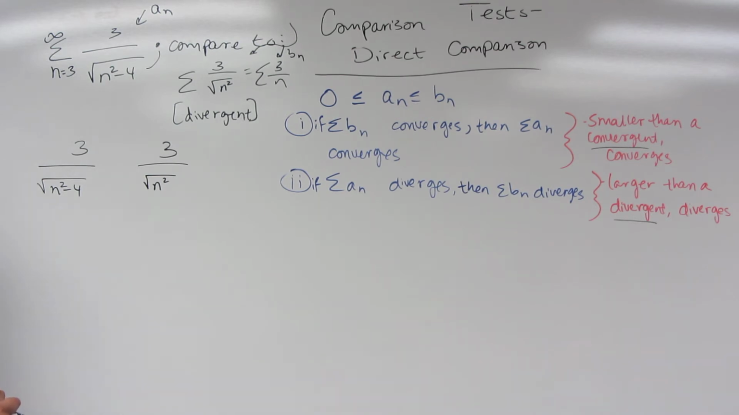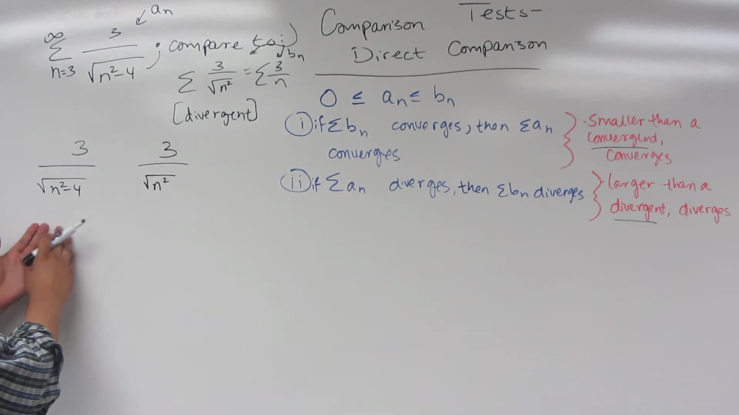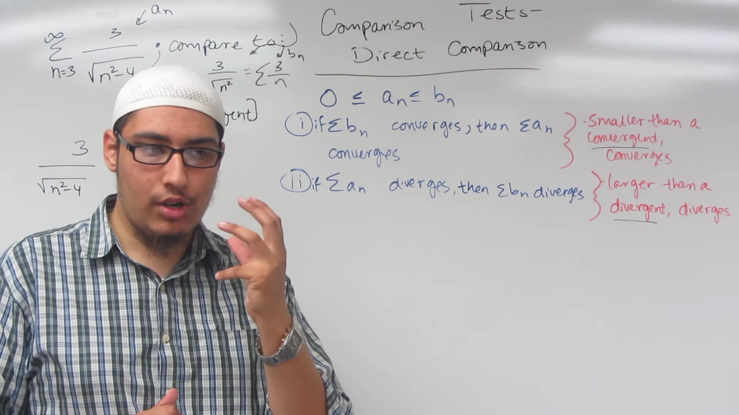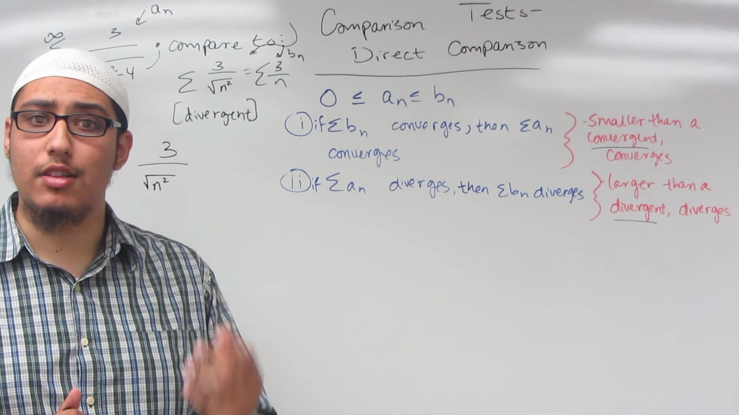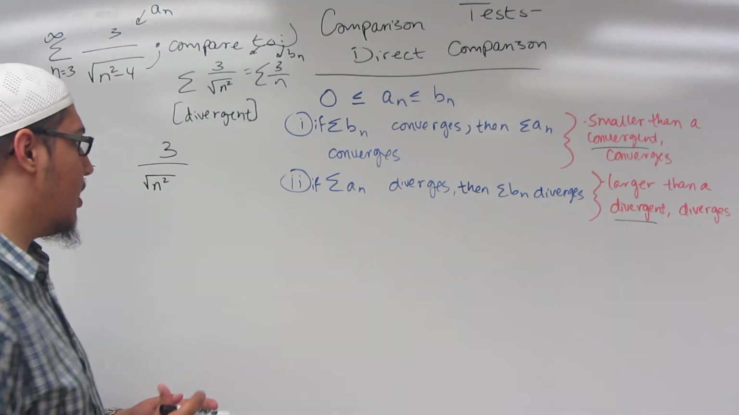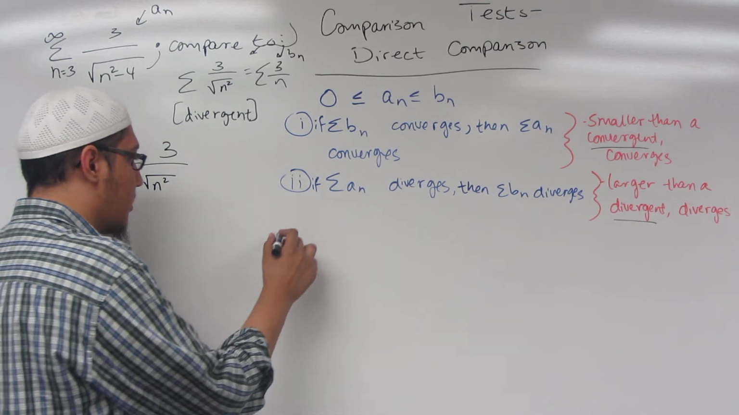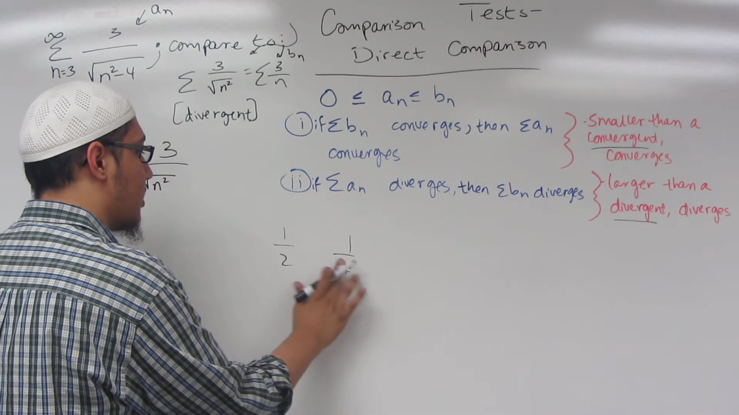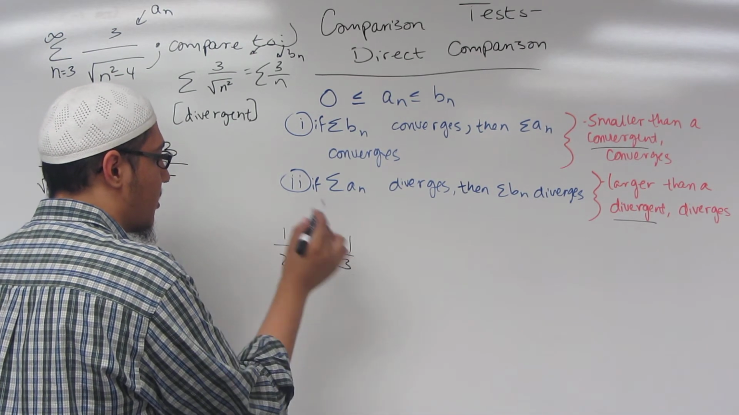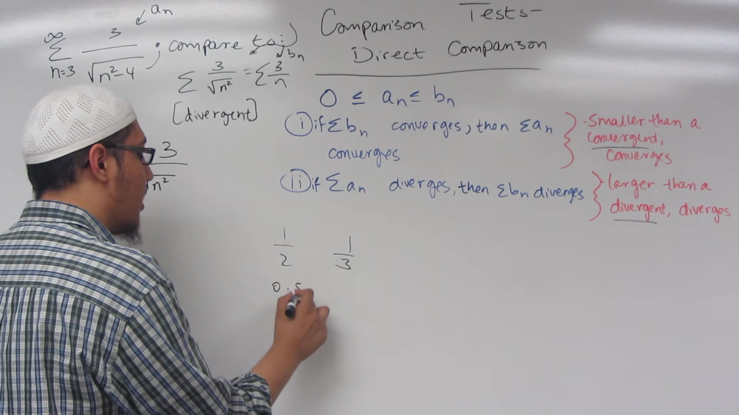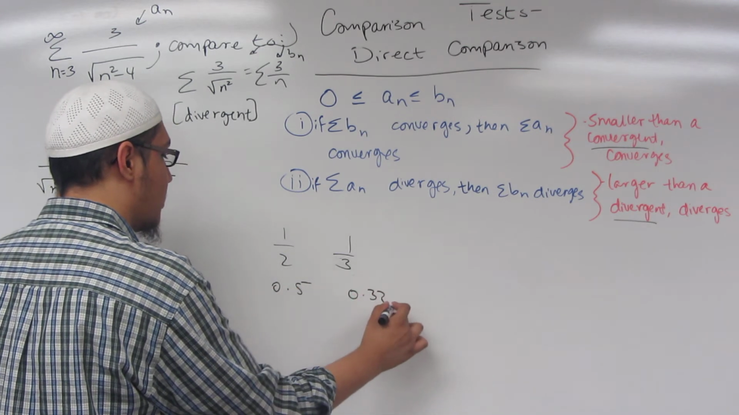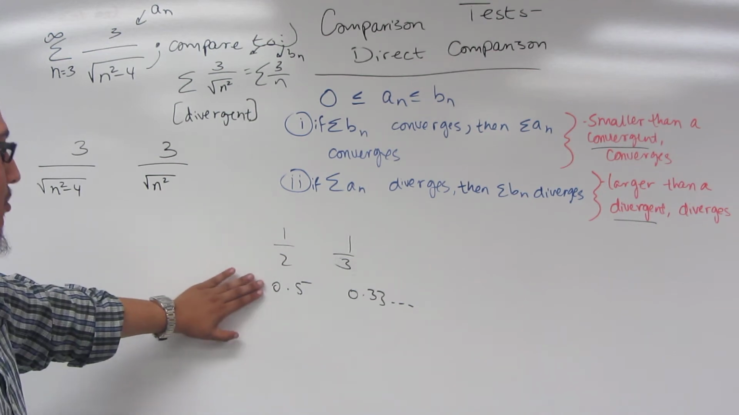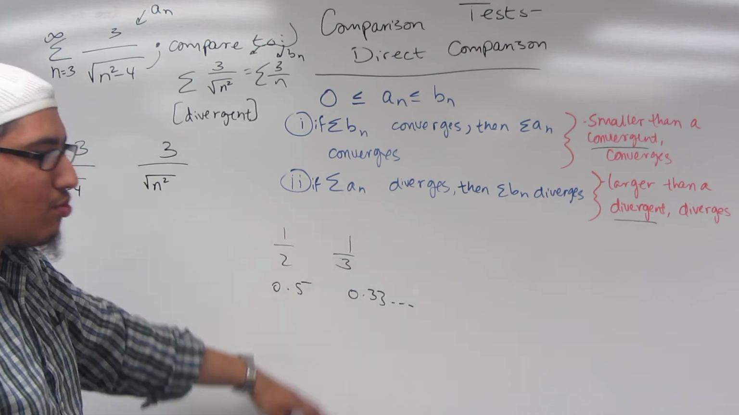N squared minus 4. Okay, that means that this denominator is smaller than this one. If we have a smaller denominator, that makes a larger fraction. Okay, now think about this: a half and a third. Well, a half in decimal is 0.5, a third in decimal is 0.33. Now, the smaller the denominator, the larger the fraction, the larger the number. The larger the denominator, the smaller the fraction.